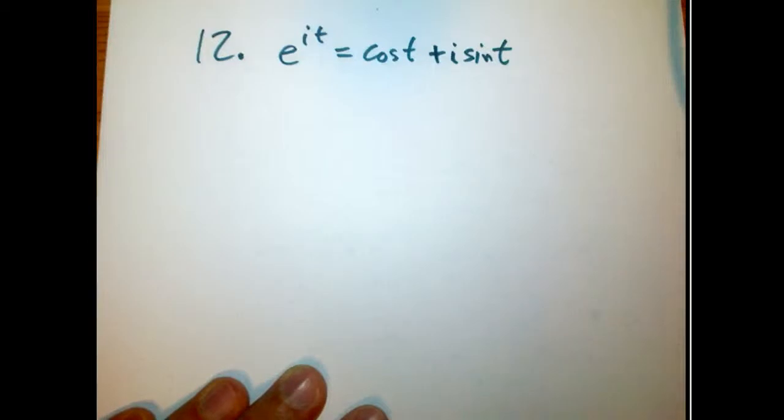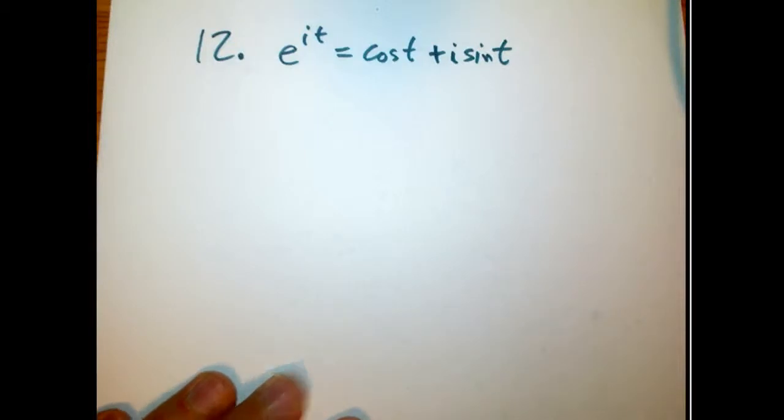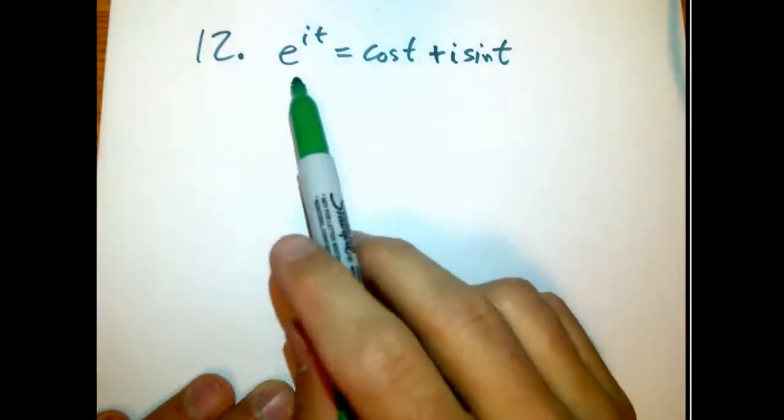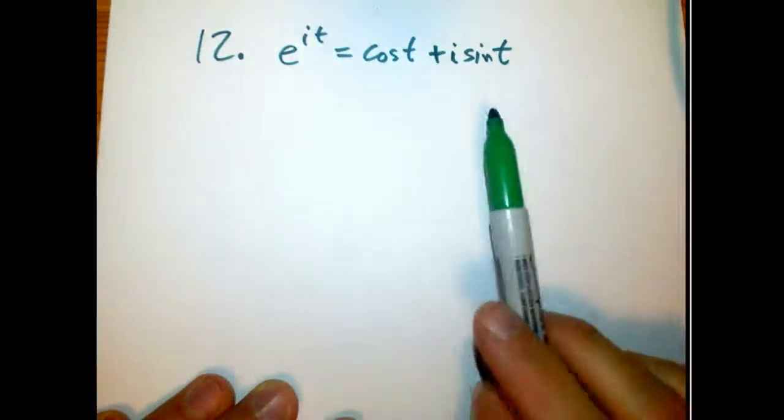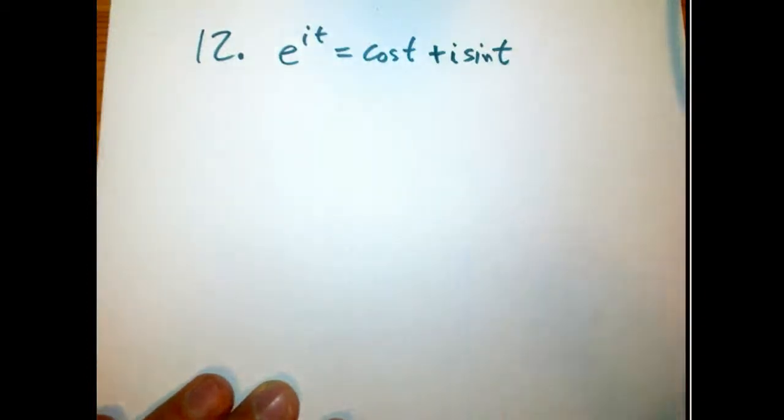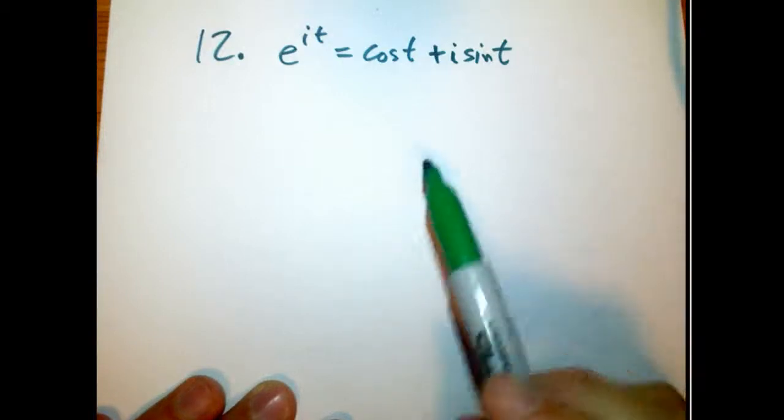Now we're getting to number 12. I'm skipping number 11 in the PDF, but we're getting to number 12. And I actually want to say a little bit more than number 12 says. We've got this wonderful relationship, e to the it equals cosine t plus i sine t. There's a few different ways to look at it. Let me talk about what I think is the coolest way to think about it.